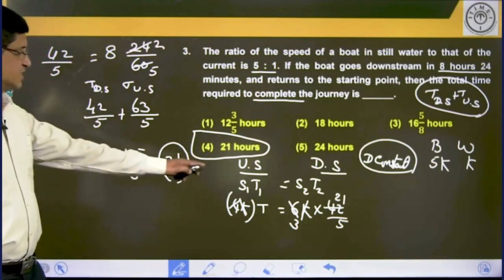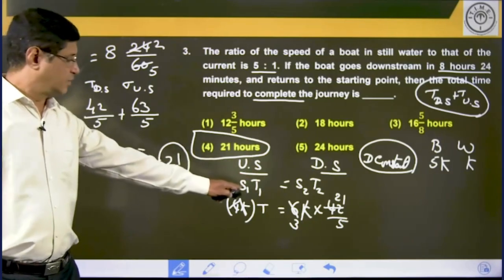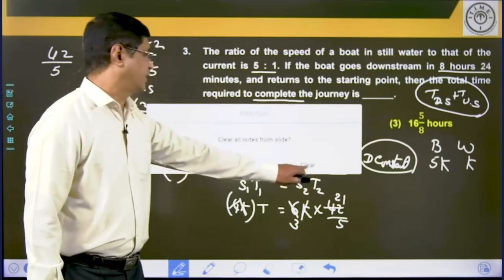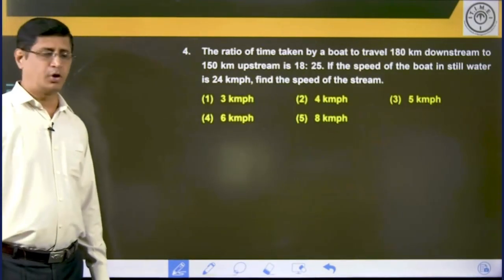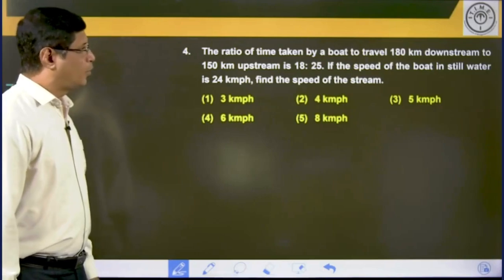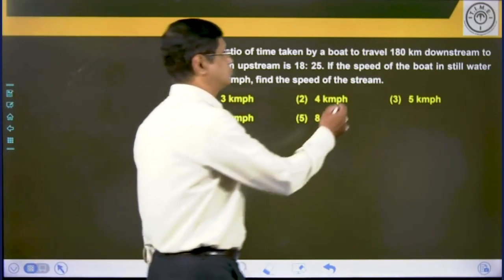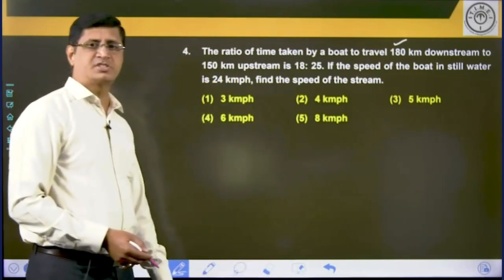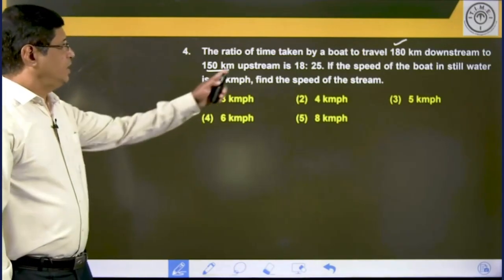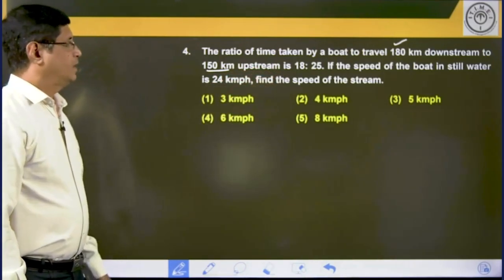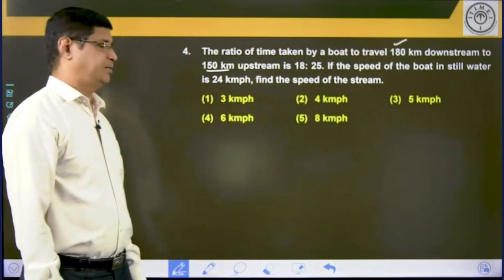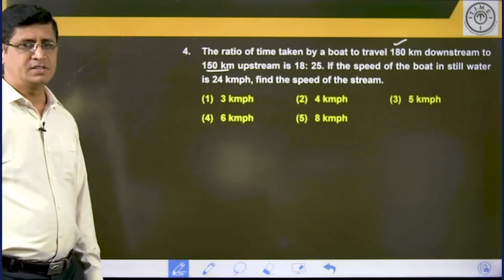Okay. So, just by using the formula S1 T1 is equal to S2 T2, we can find the value of total time. Now, look at the next example on your screen. The ratio of time taken by a boat to travel 180 km downstream, 150 km upstream, is 18:25. If the speed of the boat in still water is 24 km per hour, find the speed of the stream.